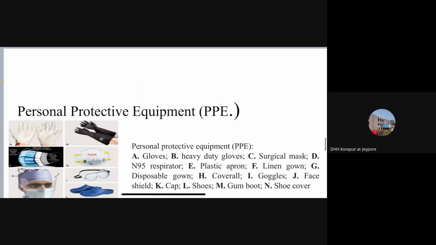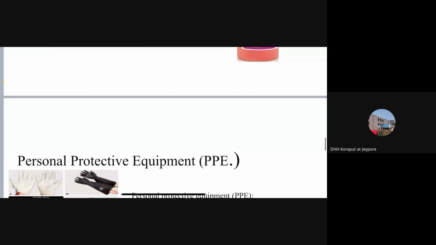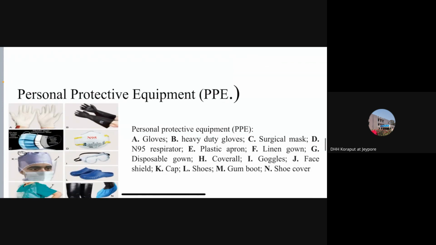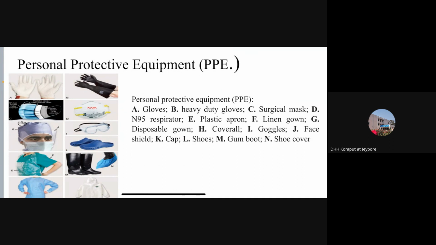So, coming after hand hygiene, if I look at the standard precautions, the first and most important is hand hygiene, and number two is personal protective equipment, which includes gloves, heavy-duty gloves. There could be a surgical mask, N95 respirator. There could be a plastic apron, linen, disposable gown, coveralls, goggles, face shields, caps, shoes, gumboots, and shoe covers.